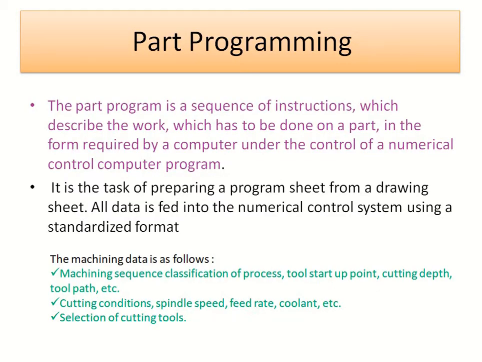Next, part programming. It is classified into numerical control or computer numerical control, CNC. Part programming is the sequence of instructions which describe the work to be done on a part, in the form required by the computer, under control of a numerical control computer program. It is the task of preparing a program sheet from a drawing sheet. All data is fed into the numerical control system using a standardized format.